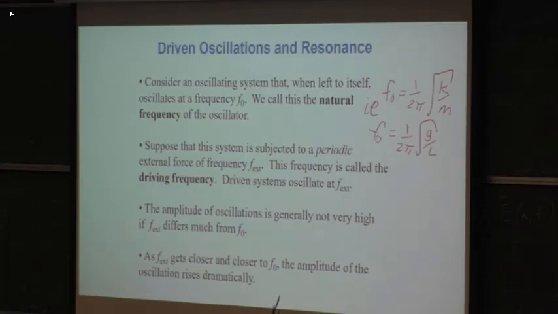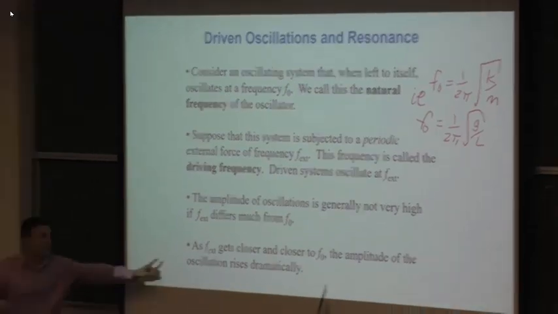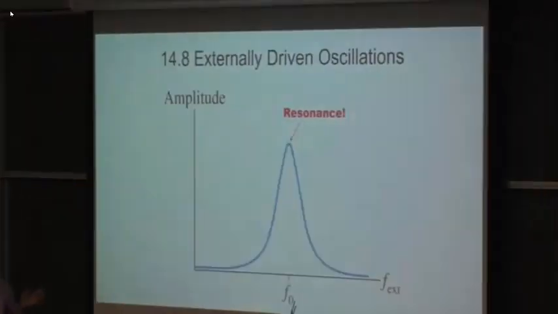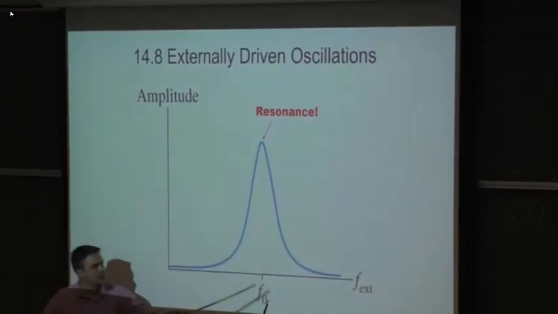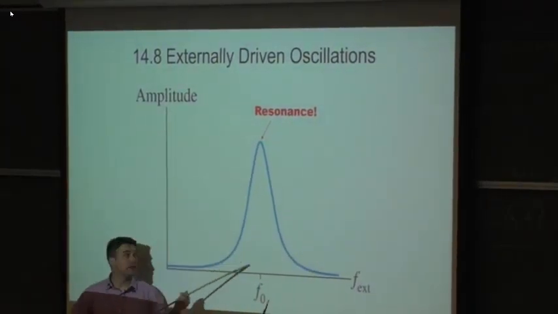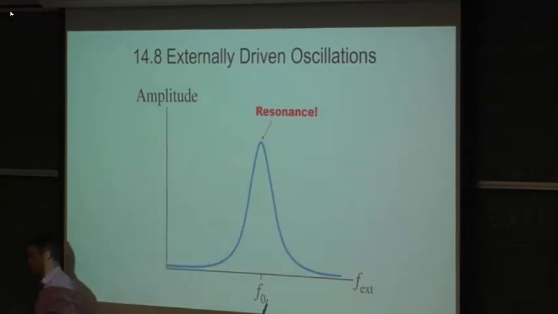The driving frequency is whatever you want, and if you match them, then the amplitude rises dramatically. People do these resonance plots where you plot what your driving frequency is versus what the amplitude of the oscillations is. They go way up when you hit resonance.